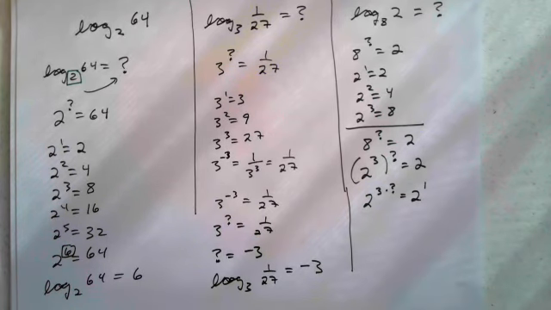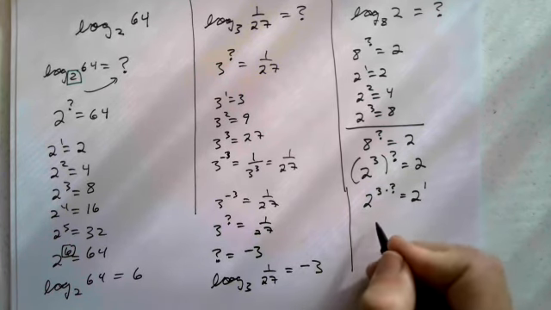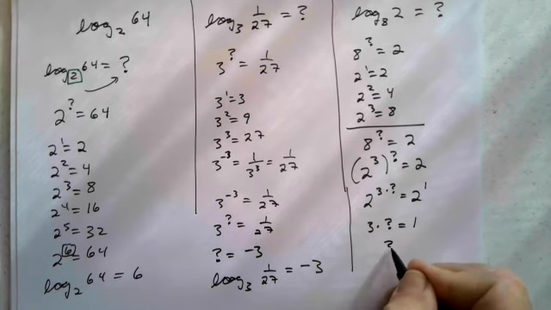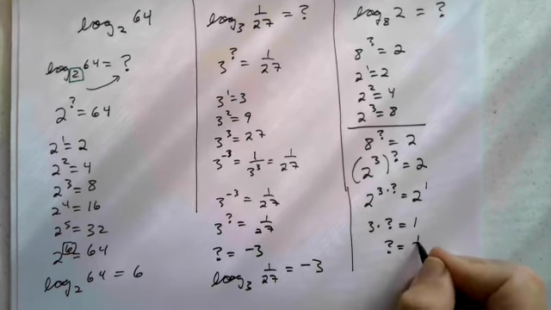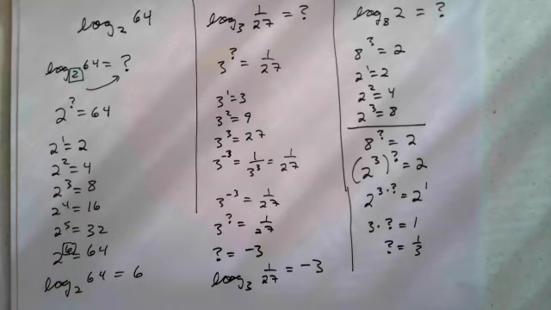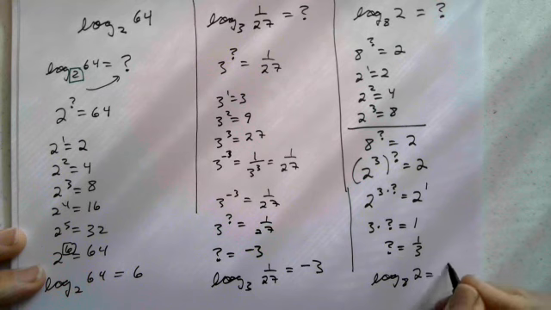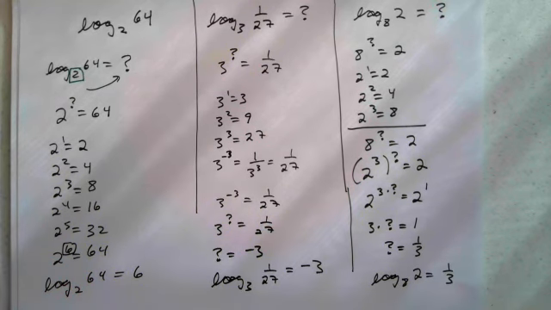So I get 3 times question mark equals 1. 2 to the something equals 2 to the something. 3 times question mark equals 1. So the question mark would be what? Would be 1/3. So our conclusion there would be log base 8 of 2 equals 1/3.